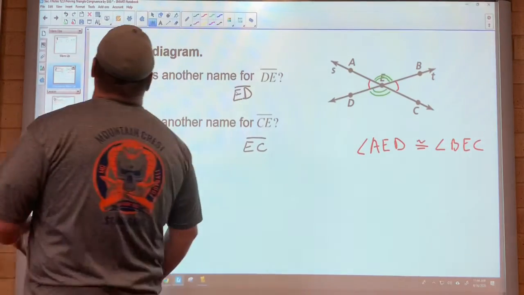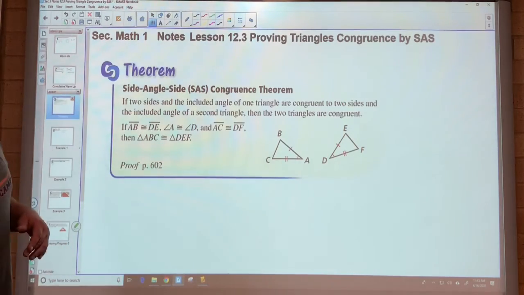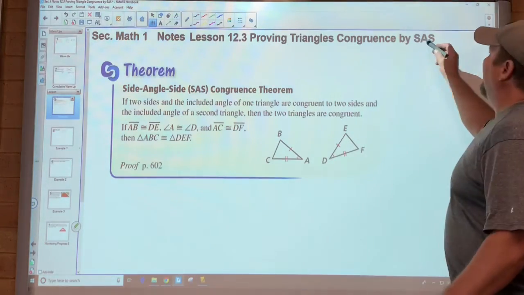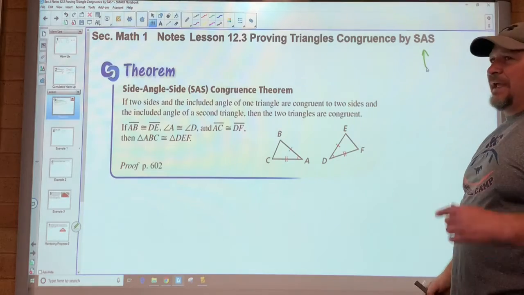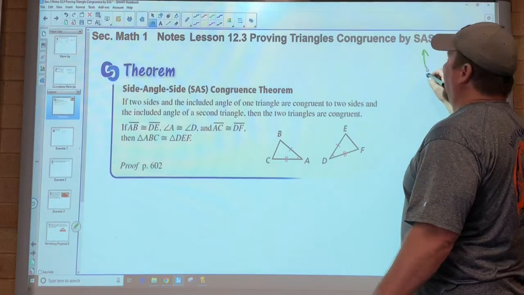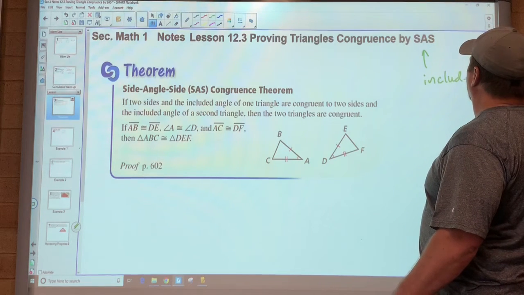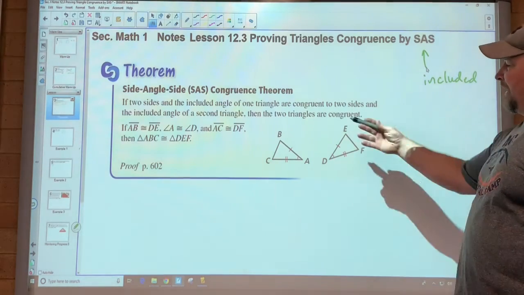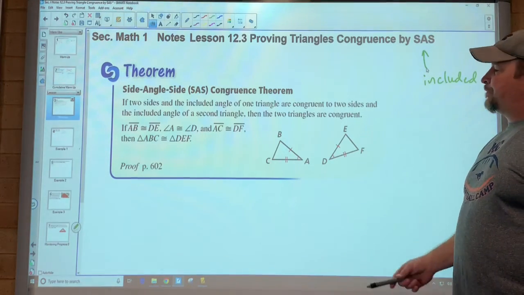All right, those 2 things are very important to be going on to the lesson. The lesson today is called Proving Triangles Congruent by, and this is really important, side, angle, side. And notice the angle is in the middle, and we call that included. Included means it has to be between the 2 sides that make it. And down here's an illustration of that, and you can see that right here. So we're going to talk about that.